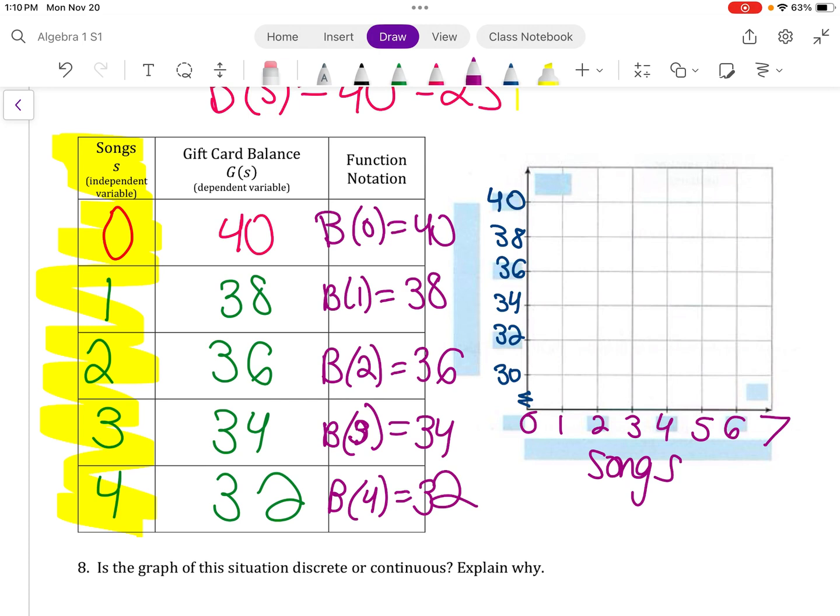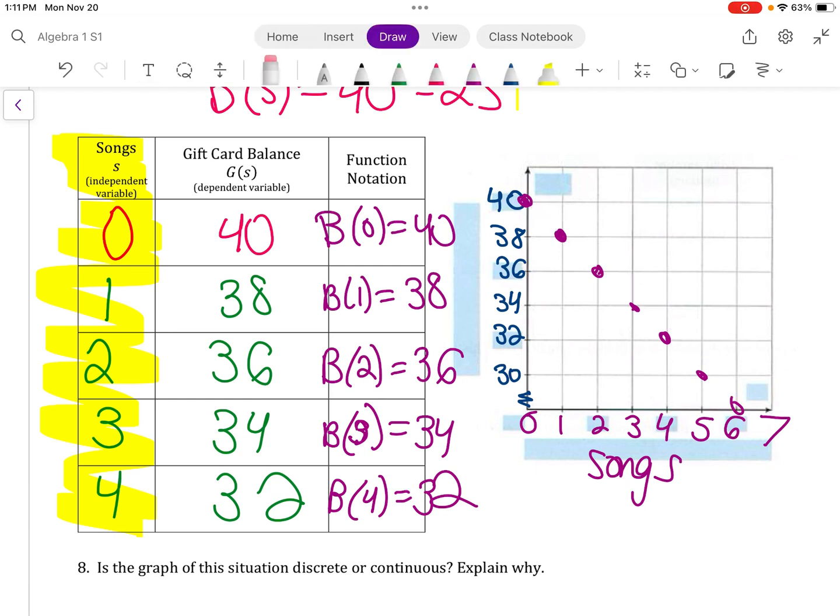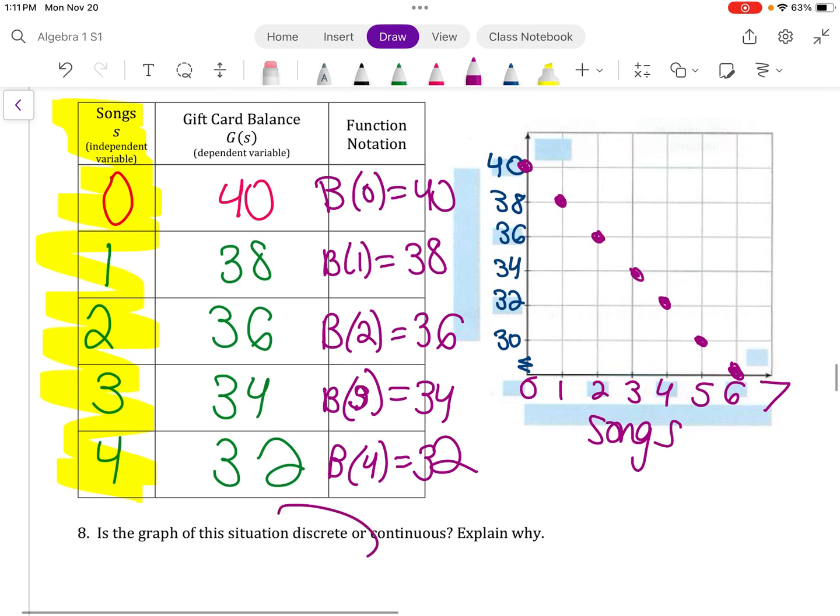That little thing just says we have a leap in the situation. So 40, 38, 36, and it's going to create that tier. We're going to go by 2s each time. Beautiful. Is it discrete or continuous? Can I buy half a Swiftie song? Nope, you've got to buy the whole thing. So this is discrete.